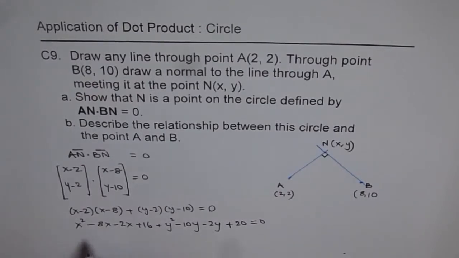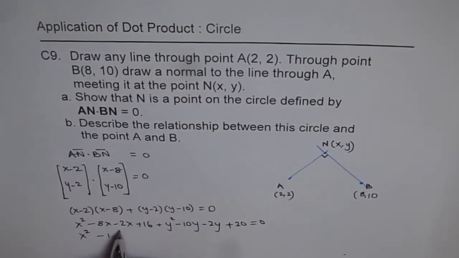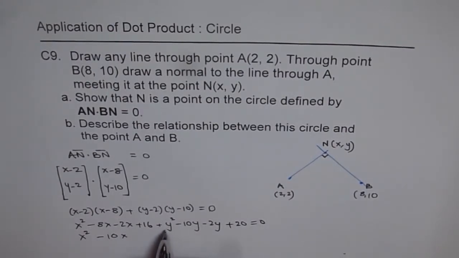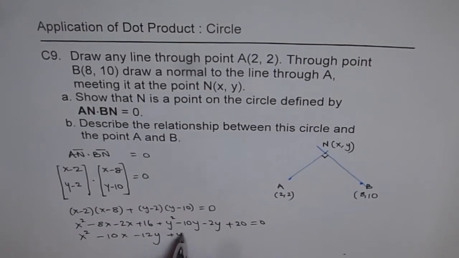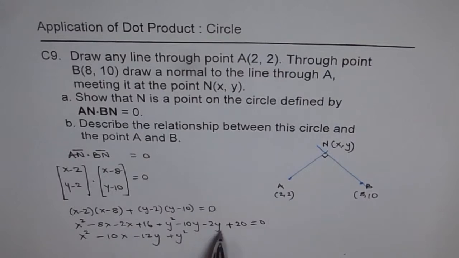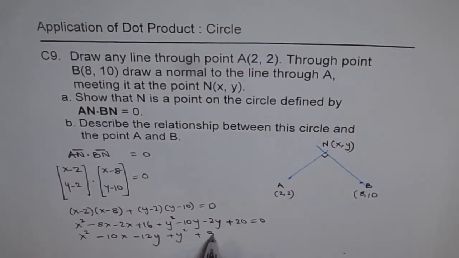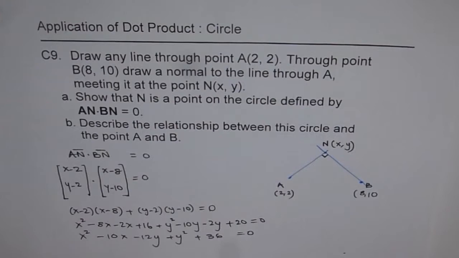So this can be written as x squared and y squared, and minus 10x. We can rearrange later. 16 and constants we will take later. So how many y's? Minus 12y, and just one y squared. And as far as constants are concerned, 20 plus 16 will give us 36 equals 0.